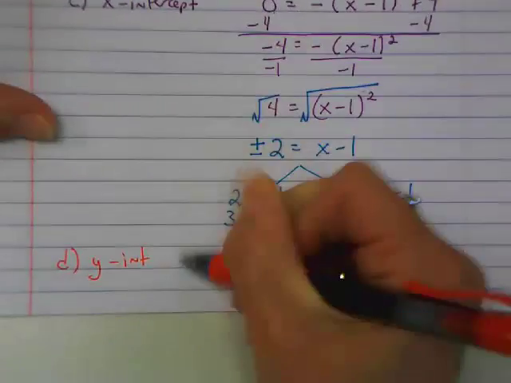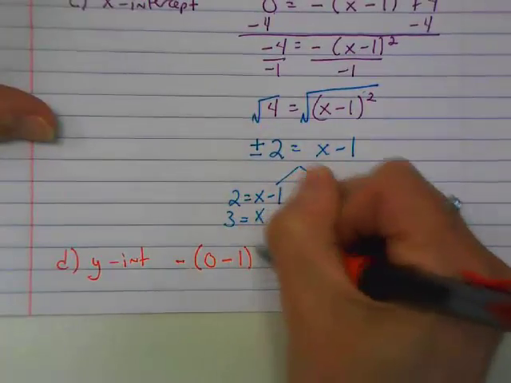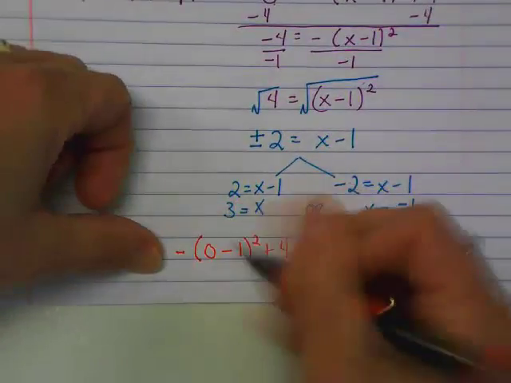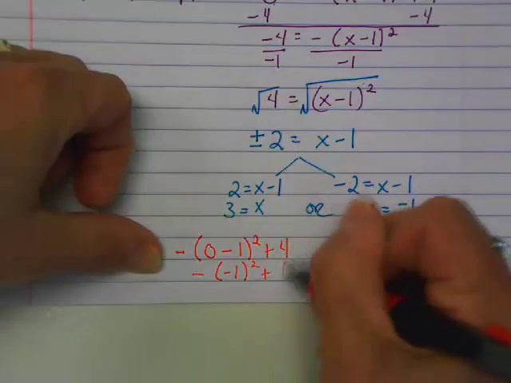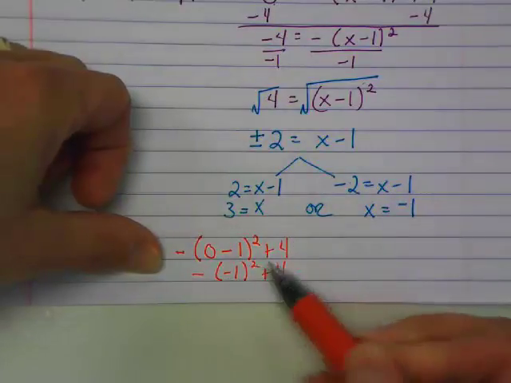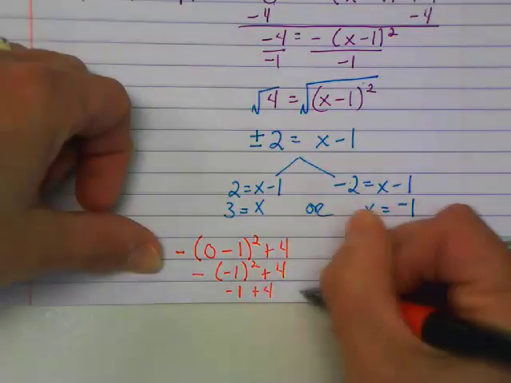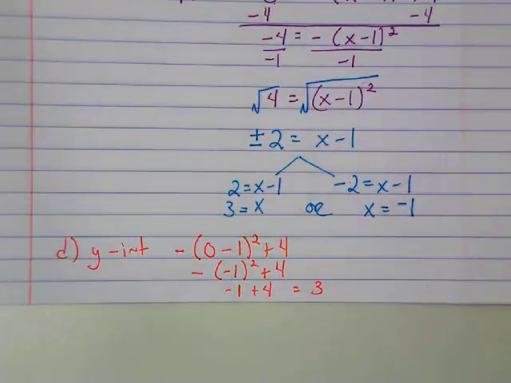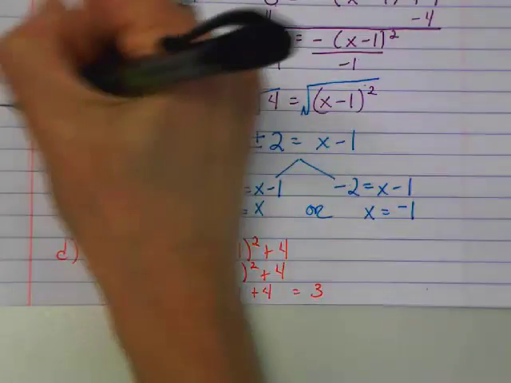Okay, so I have negative 0 minus 1 squared plus 4. And now I work it out. So this is negative 1 squared plus 4. Negative 1 squared is 1. So the opposite of 1 plus 4 gives me 3. Alright, now we're ready to take all the information we have been given and let's graph.